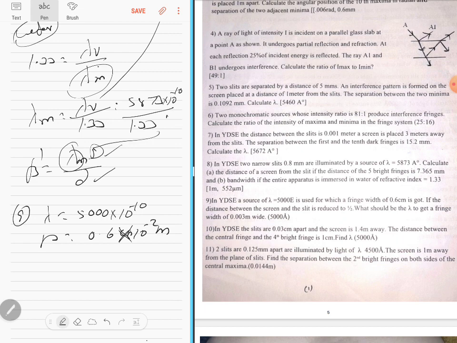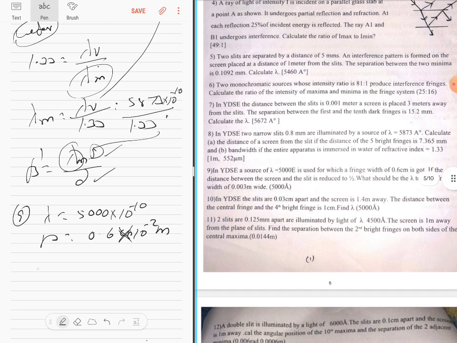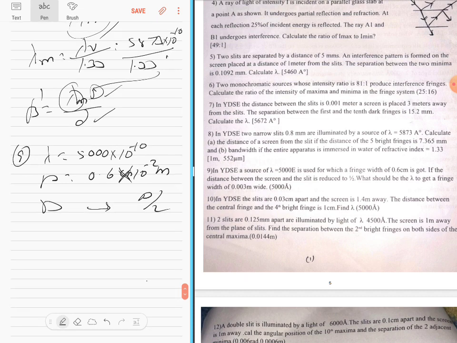The distance between the screen and the slit is reduced to half. The D is going to become D by 2. What should be the wavelength to get the fringe width of 0.003 meters? So you're reducing it, but what should be the wavelength? The wavelength is going to change, but not to get the fringe width.